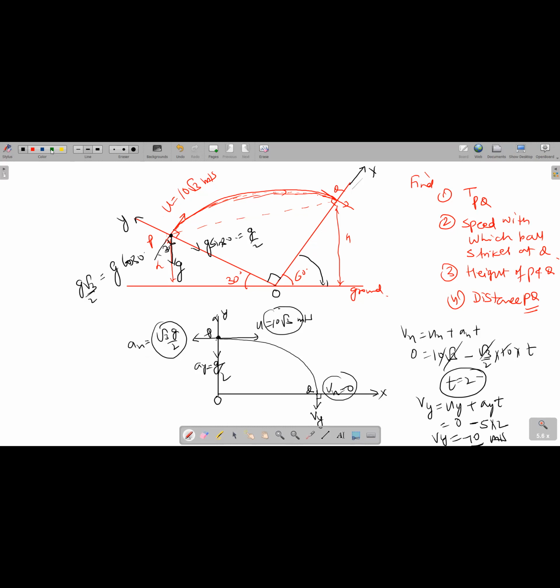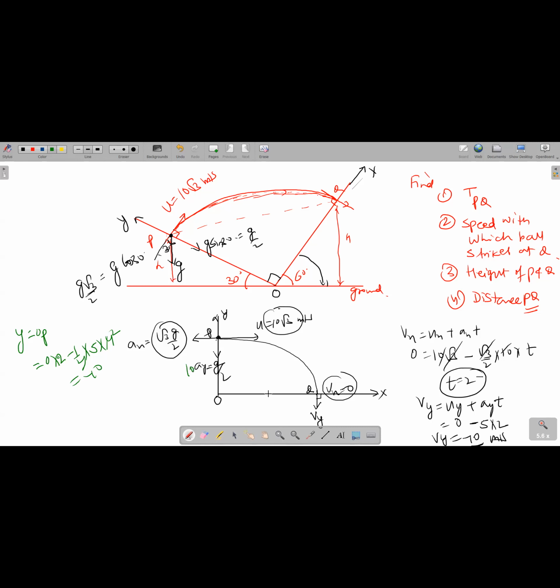See, this OP you have to find. So this is basically the displacement along x-axis. And OQ is the displacement along x-axis. And OP is displacement along y-axis. So if you find this thing, displacement along y-axis is y, let's say OP. This is uy into t minus half ay, that is 5 into t square, that is 4. So minus 10. So OP is minus 10.